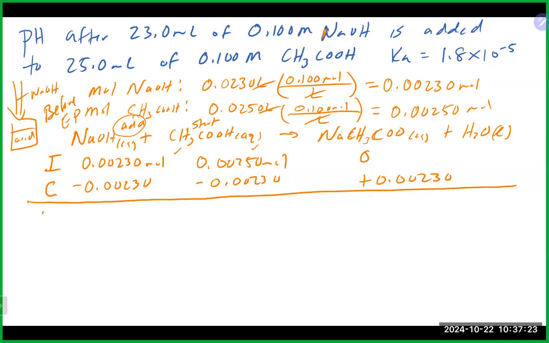When we get to the equivalence or the equilibrium here, we have none of that guy. We'll have 0.0025 minus 0.0023, 0.0002 moles. We'll have 0.0023 moles. At this point, we want to convert back to molarity here.